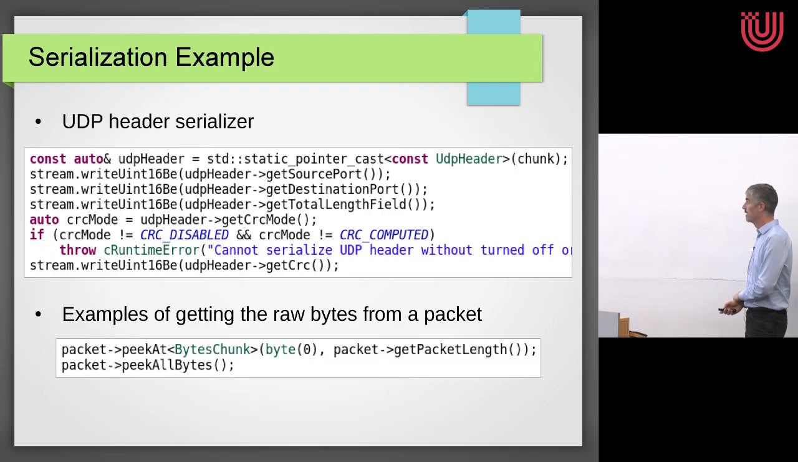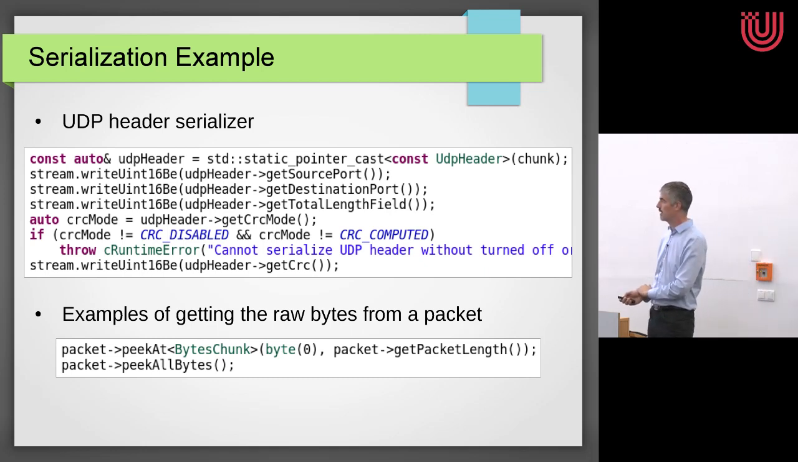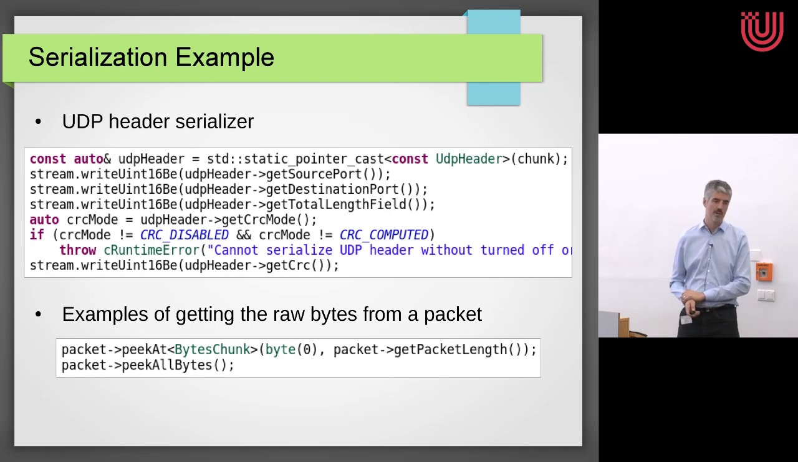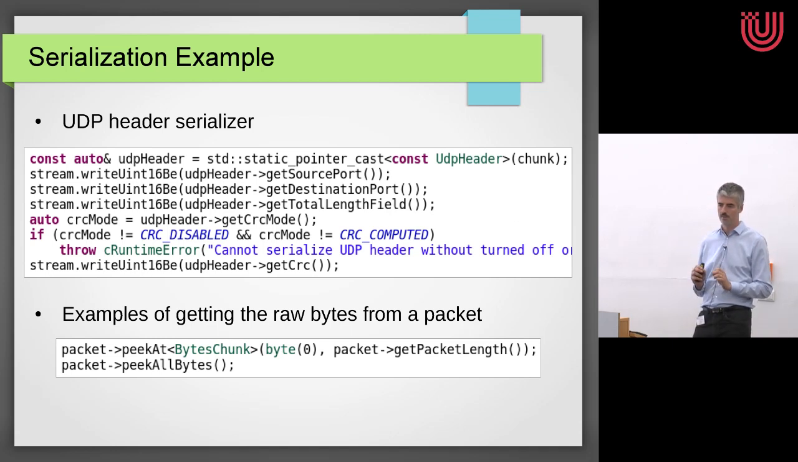This is how you would write a UDP header serializer. For example, you get a chunk as a parameter. You just cast it to your type and then write out the integers into the stream. And this is a guard against serializing a packet where the UDP header either has to contain a disabled CRC or a computed CRC. Because in INET, we have this very good feature that you don't have to actually compute the CRC. You can declare it to be correct, which is nice to simulate, but declaring a CRC correct is not sufficient to serialize it because you haven't computed it.